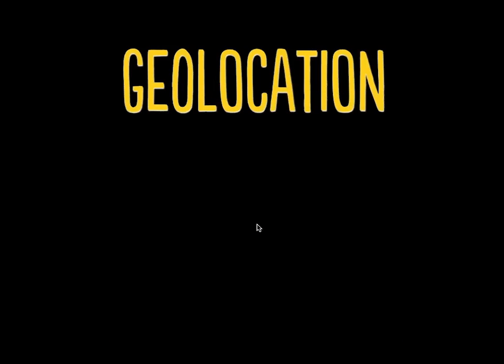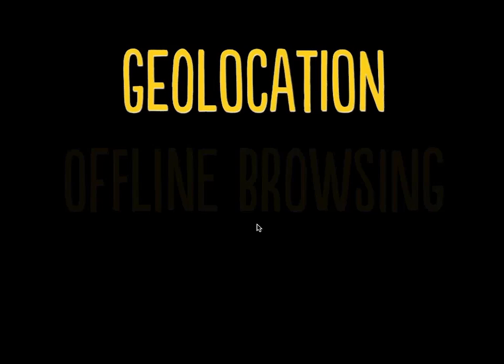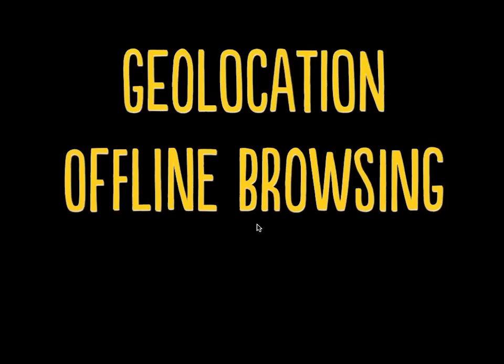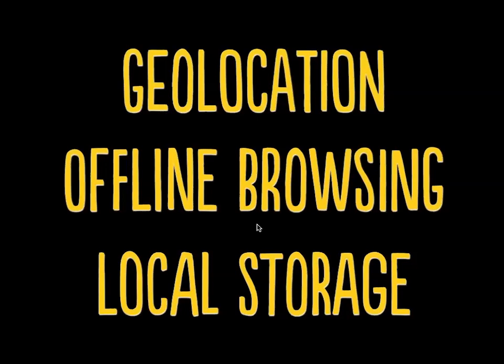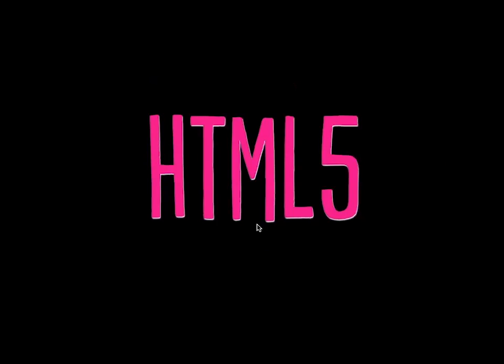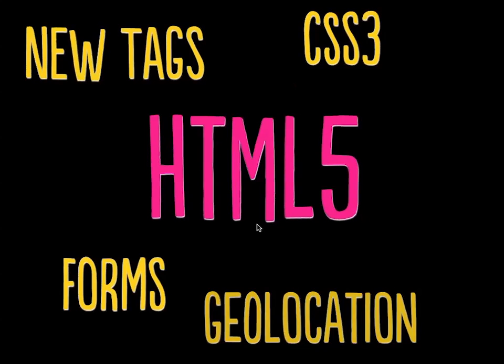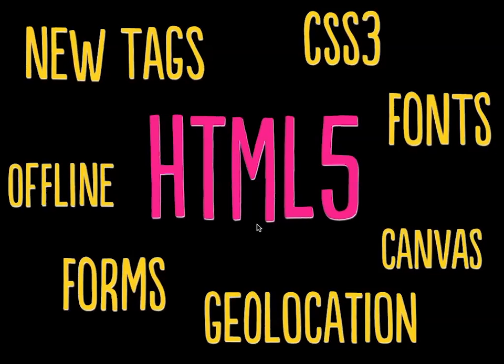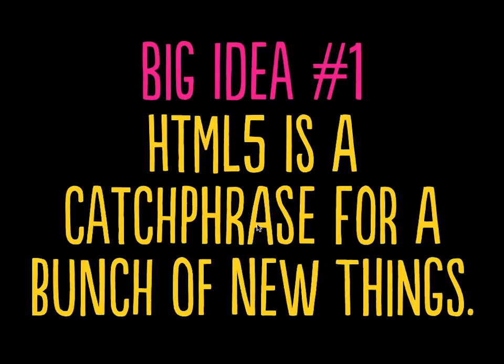More great stuff. You got geolocation. This is the ability for JavaScript to understand where the device is if the device supports it, for instance, a mobile phone. Offline browsing, also great for mobile phones, and a way for a website to be saved so you can browse it even when you're not directly connected to the internet. Local storage, which is like cookies on crack. You can store megabytes of data instead of just a couple of kilobytes, and you can access it like a database. All of that stuff is part of this thing collectively known as HTML5, even though a bunch of it has absolutely nothing to do with regular HTML. That was big idea number one, that HTML5 is actually a catchphrase for a bunch of new things.